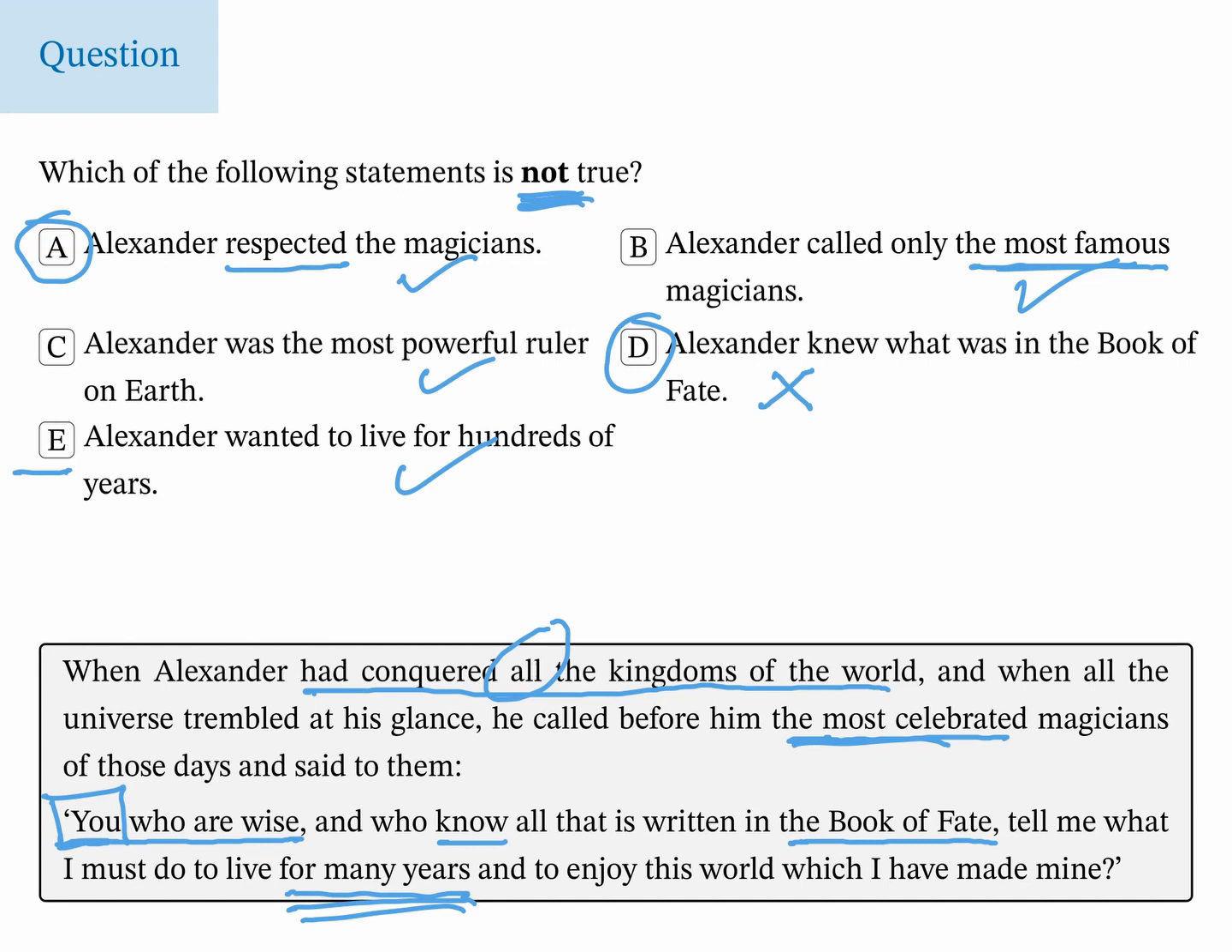Alexander didn't know what was in the book of fate. The magicians do. So this is why he's going to them for advice. Excellent, fantastic, well done, you guys.